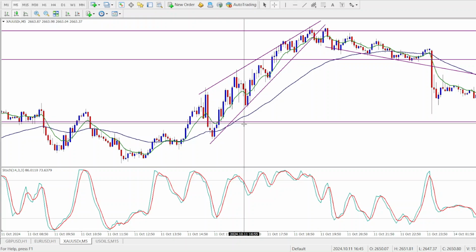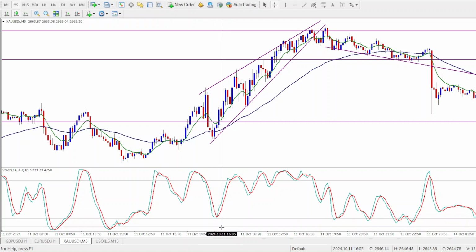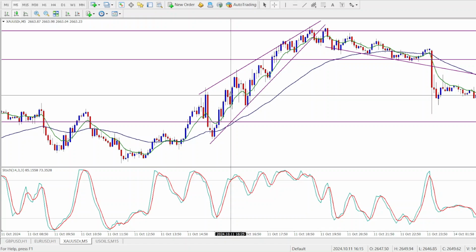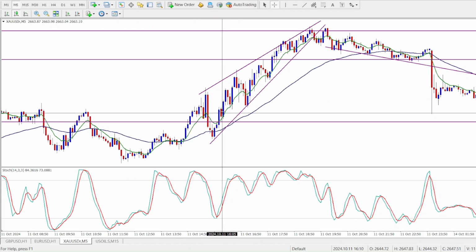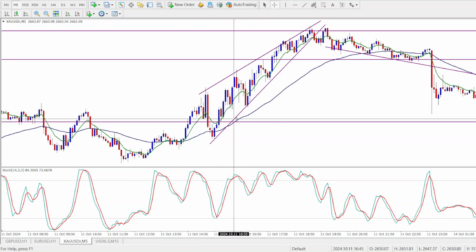Okay, so for the entry, just know that the price has to be above the 50 EMA, the stochastics have to be pointing upwards from the oversold, and then you should have a bullish candlestick pattern form. So this would have been a perfect opportunity to enter a buy.